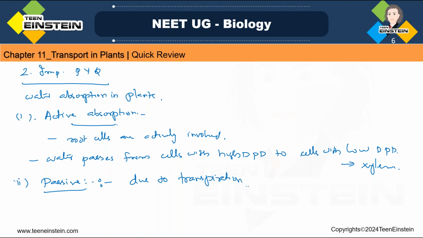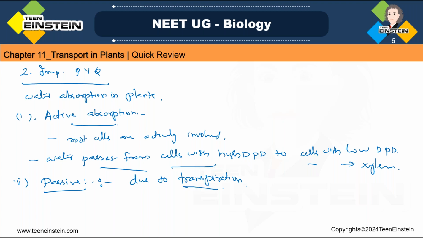Okay, so here, due to the development of a tension or a suction pressure gradient, this passive absorption is happening. In active absorption, root cells are actively involved and absorbing water. Water is passing from the cells with high diffusion pressure deficit to a cell with low diffusion pressure deficit, and that's how it moves and reaches the xylem.